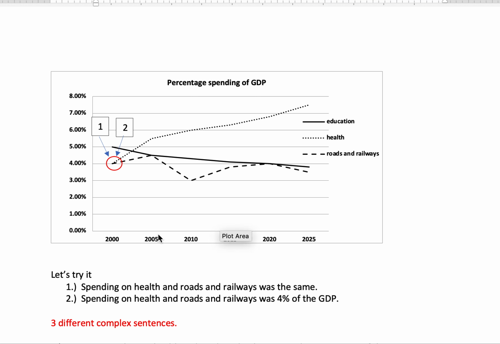Now here, let's try it. Spending on health and roads and railways was the same in this year. For one year, spending on health and roads and railways was the same in 2000. Spending on health and roads and railways was 4% of the GDP. Now for this one point, you can say it in many different ways.